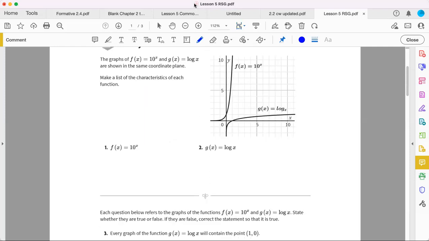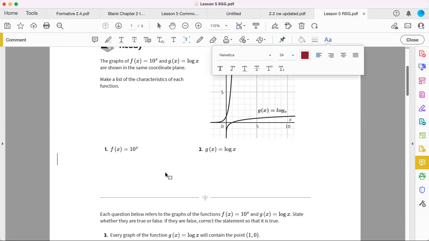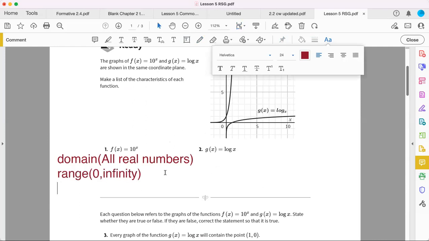Oh, what a privilege this will be. There's a lot we can say. I mean, we could say that for 10 to the x power, its domain is all real numbers. You could say that your range starts at 0 and then goes to infinity. You could say that it's an exponential function. Check that. Super good.